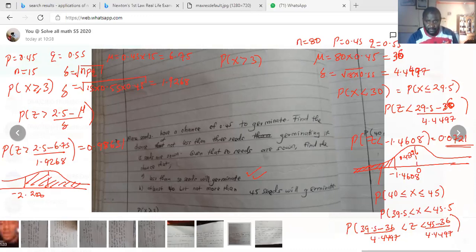So the answer there, I expect the answer to be 0.192. Then the other next number, there are other numbers I want to send you here, like this one. Let me send it right away.